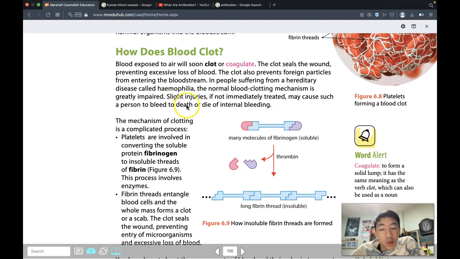They might bleed to death, or they can even die of internal bleeding. So yeah, this is quite a serious thing. If someone has hemophilia, he or she has to take extra care of their safety.